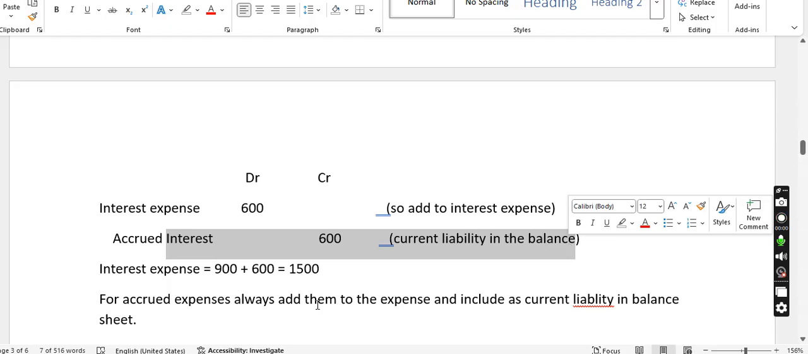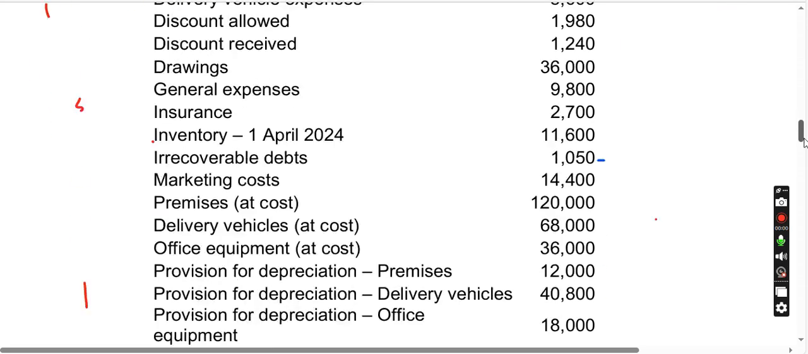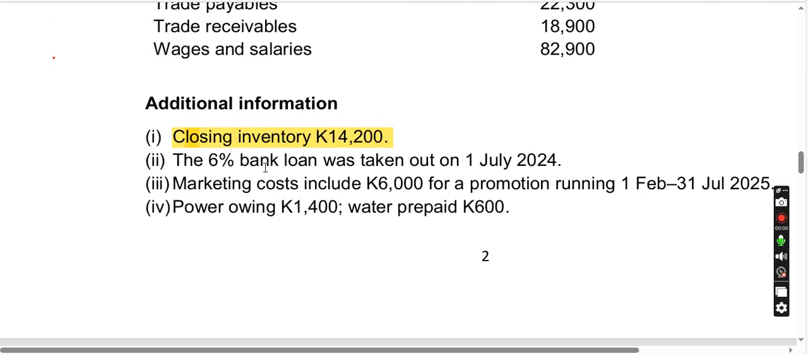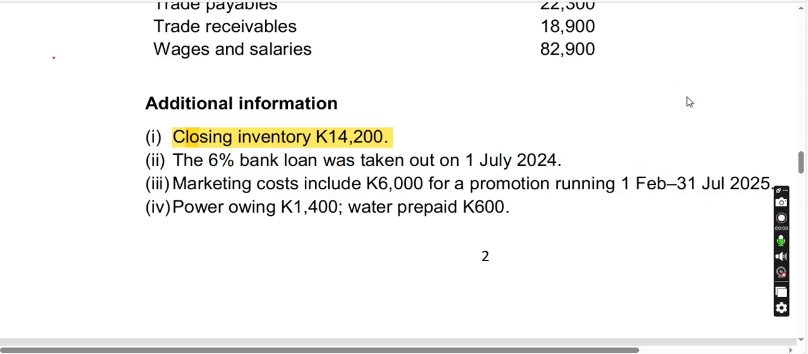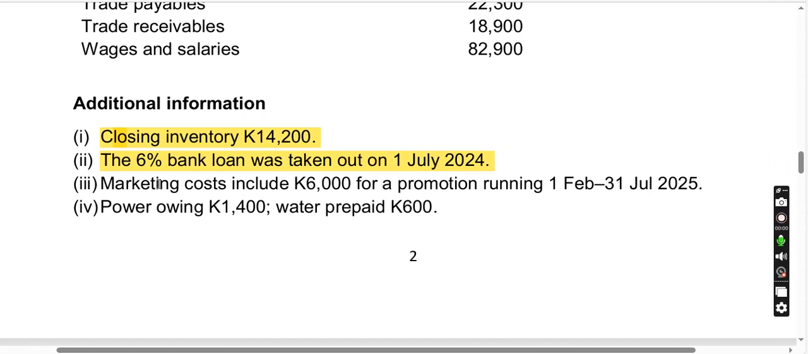Okay, that's adjustment 1. The next one: marketing costs include 6,000 for a promotion running from 1st February to 31st July. So as you can see, this promotion is from 1st February to 31st July.